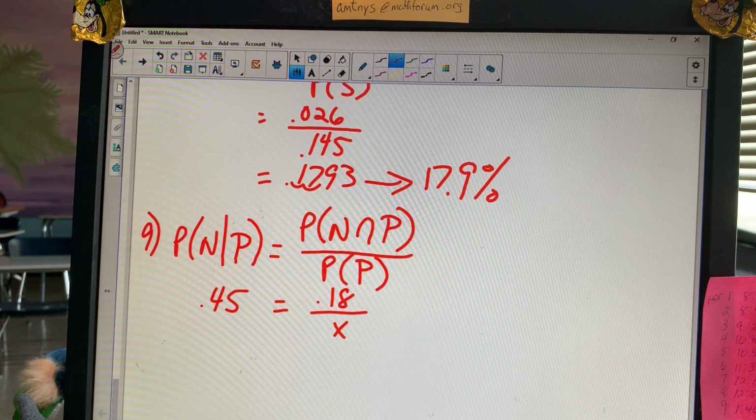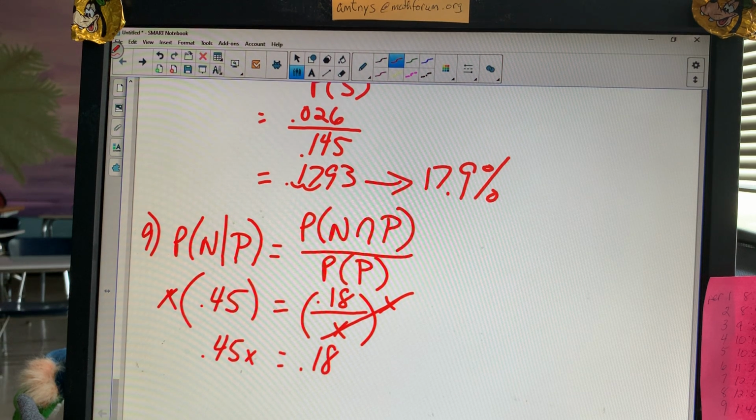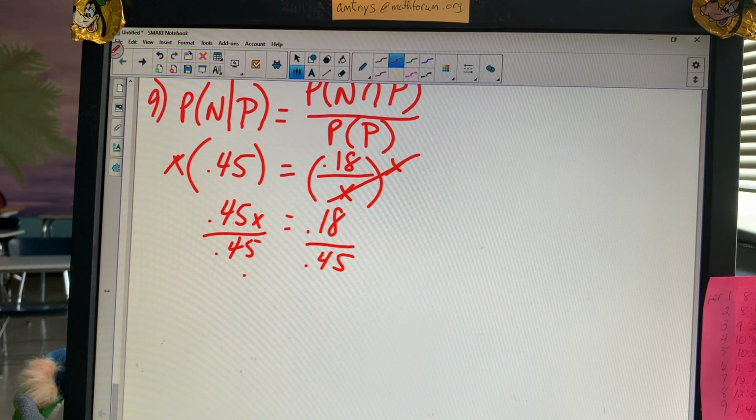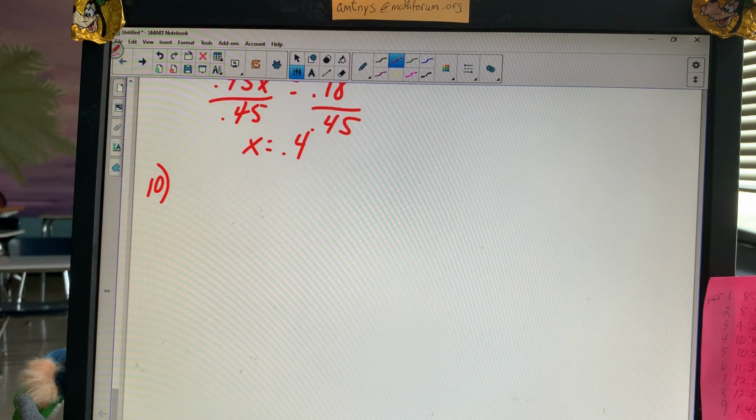I'll call this X. Multiply both sides by X to get rid of the denominator. So I have 0.45X equals 0.18. Divide by the 0.45. And X equals 0.4.